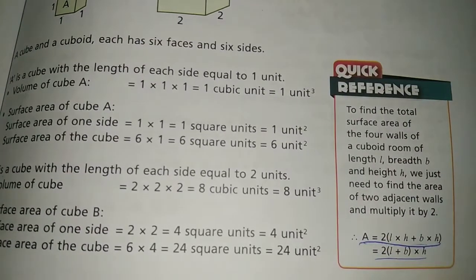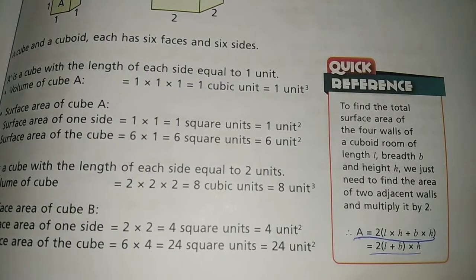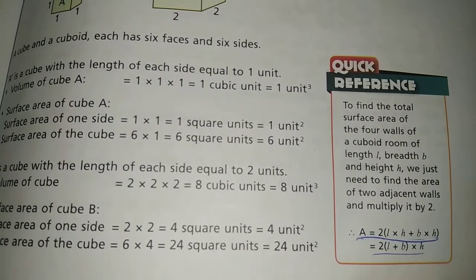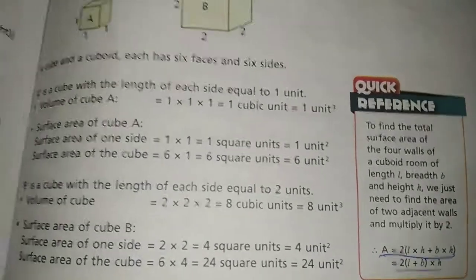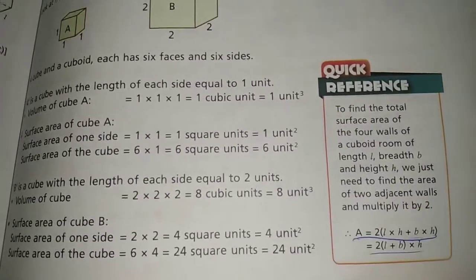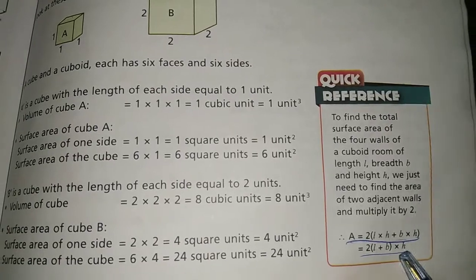To find the total surface area of the 4 walls of a cuboid room of length L, breadth B and height H, we just need to find the area of 2 adjacent walls and multiply it by 2. For a cuboid, it is 2 into (length plus breadth) into height.